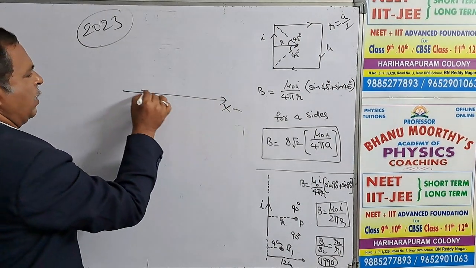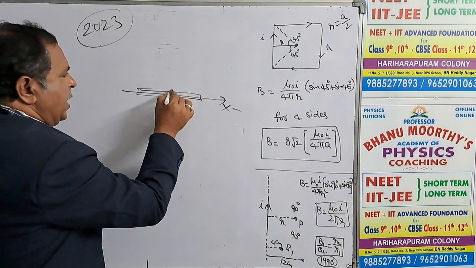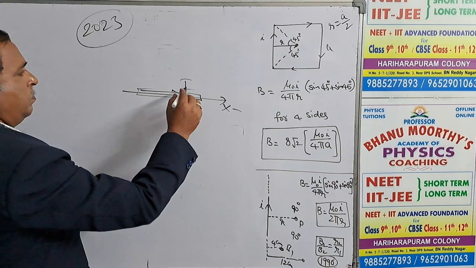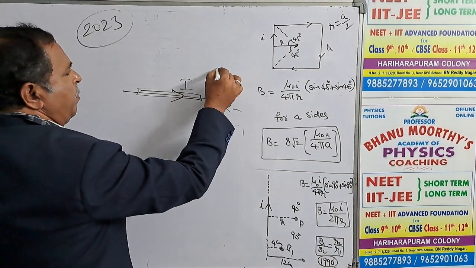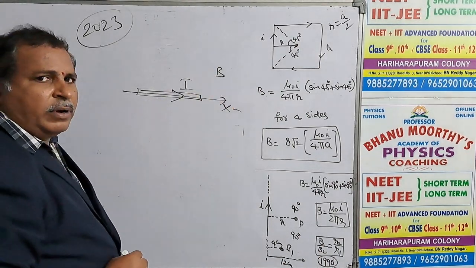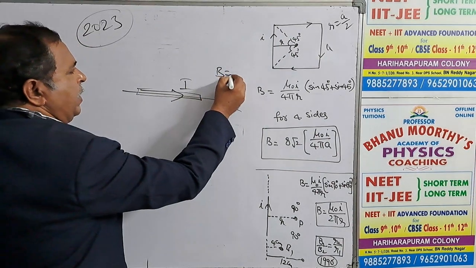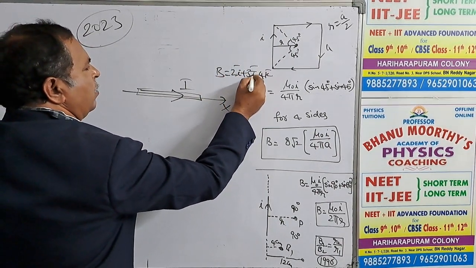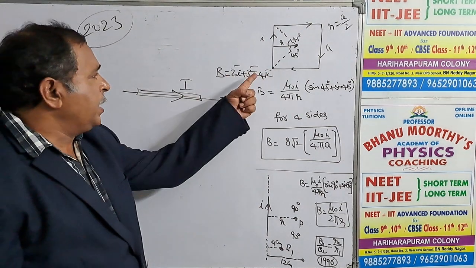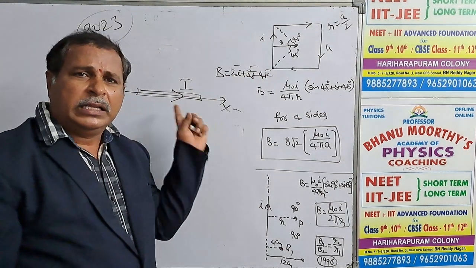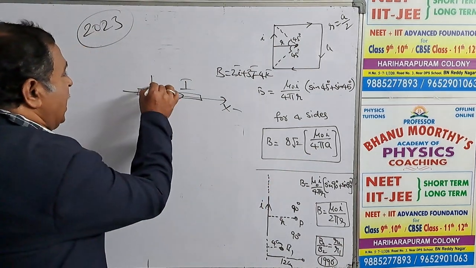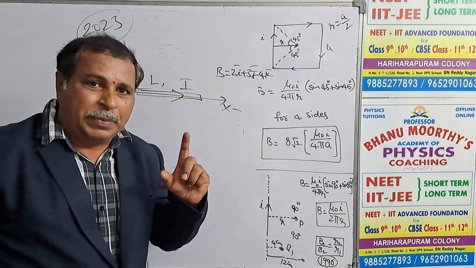A conductor is placed along the x-axis, carrying some current I. It is introduced in a magnetic induction B, given as 2i bar plus 3j bar minus 4k bar. In this magnetic field, the conductor is placed along the x-axis. Its length is capital L, and its current is capital I.